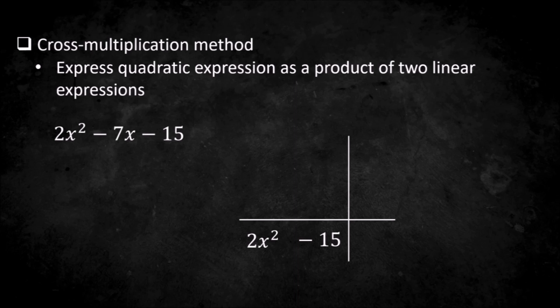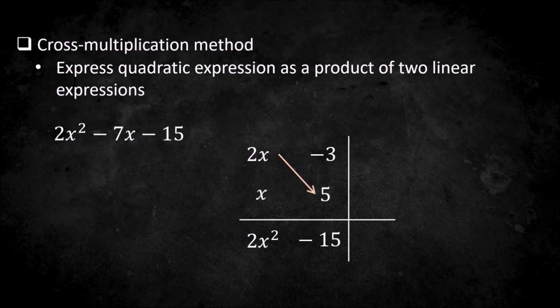We fill up the first column with two terms that when multiplied results in 2x squared. The terms are 2x and x. For the second column, we need two terms that when multiplied results in -15. Similar to the multiplication frame method, the position and combination does not matter at this moment. We will check them later. To fill the last column, we will cross-multiply.